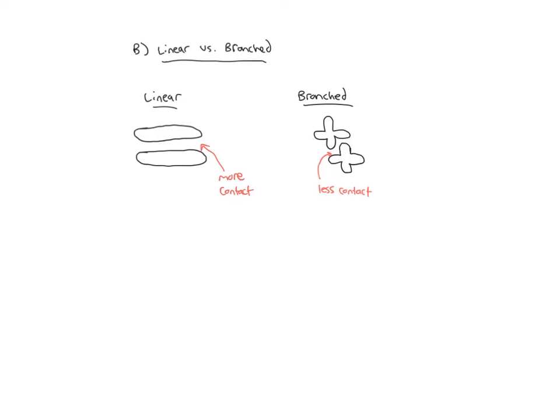So what that's going to mean for the linear molecules is that they're going to have the stronger interactions because they have more surface area that can contact, and that means we're going to have a higher melting point or boiling point for linear molecules versus branched.